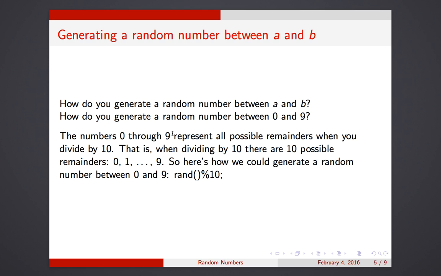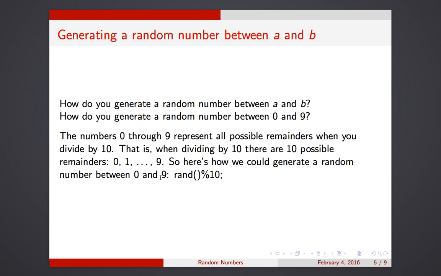The numbers 0 through 9 represent all possible remainders when you divide by 10. If you take any number at all, 13,445,000,000, whatever, and divide it by 10, there are only 10 possible options for the remainder. You can get a remainder of 0, which means your number was a multiple of 10, or you can get remainders 1 through 9, meaning it wasn't a multiple of 10. By the same token, if you were dividing by 6, there are only 6 possible remainders, 0 if you're a multiple of 6, up through 5.